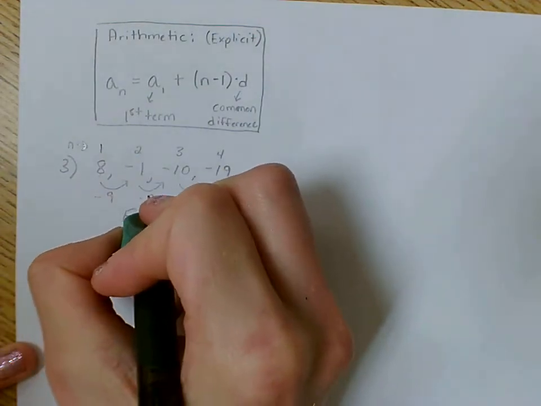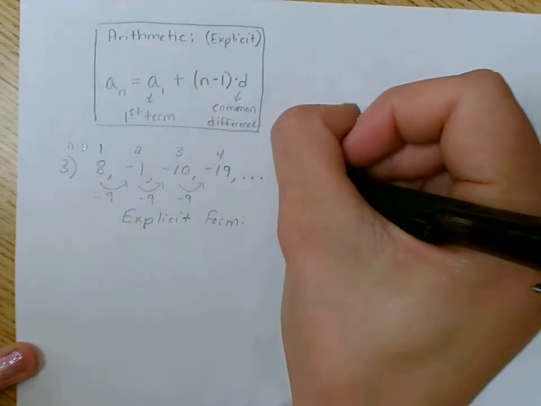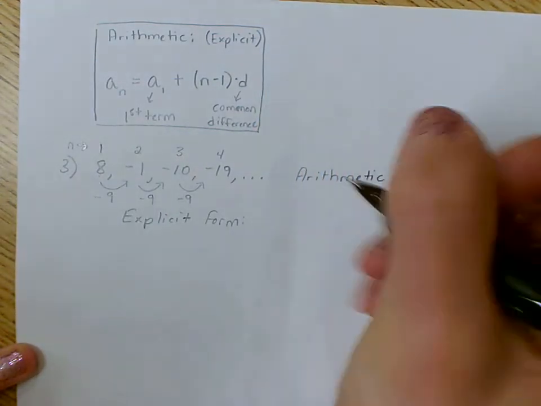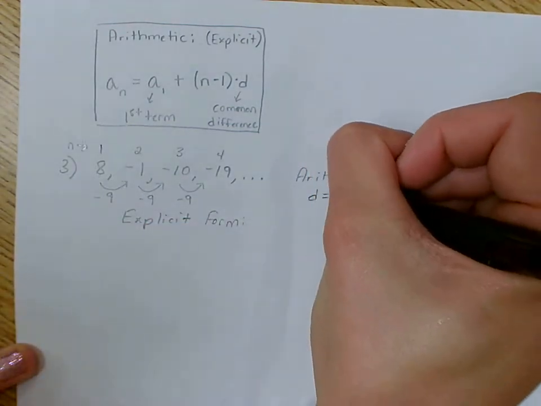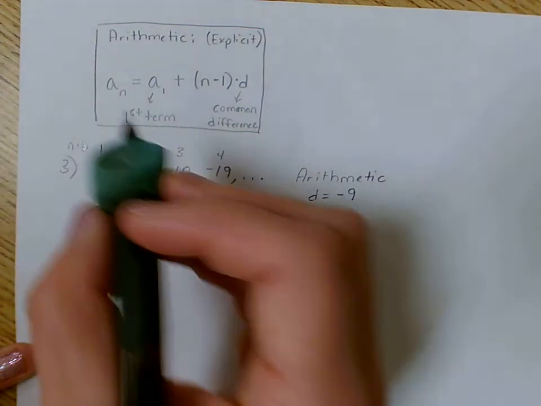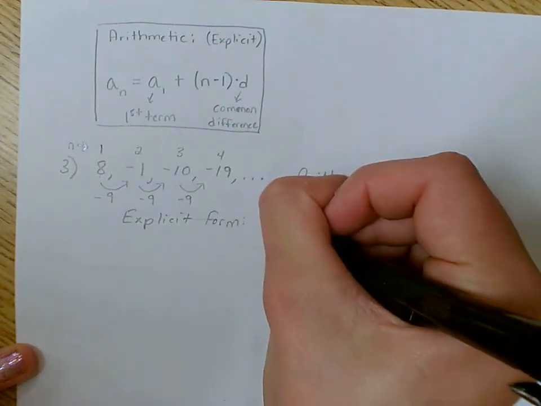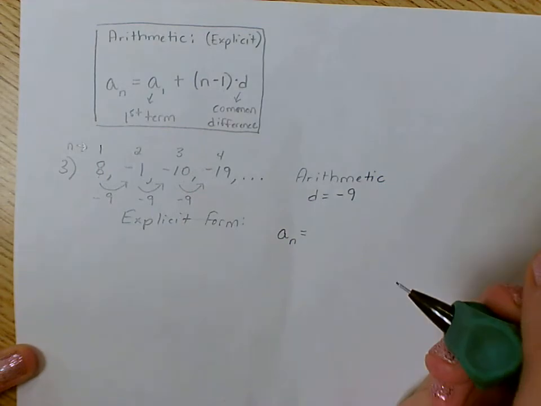So if you're adding or subtracting a constant number, that means that it's arithmetic. So this one's also arithmetic. Okay, and then your common difference is whatever number you're adding or subtracting. So my common difference here would be negative 9. Okay, so since it's arithmetic, we're going to be using this same equation. So you write down, this will be the equation we can use to find a term in our sequence.